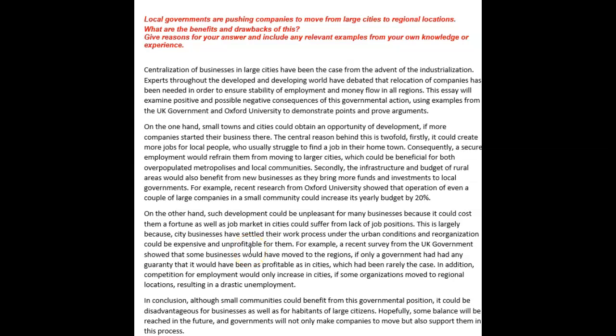In addition, competition for employment would only increase in cities if some organizations moved to regional locations, resulting in drastic unemployment. In conclusion, although small communities could benefit from this governmental position, it could be disadvantageous for businesses as well as for inhabitants of large cities, not citizens. Careful. Hopefully some balance will be reached in the future and governments will not only make companies move, but also support them in this process.